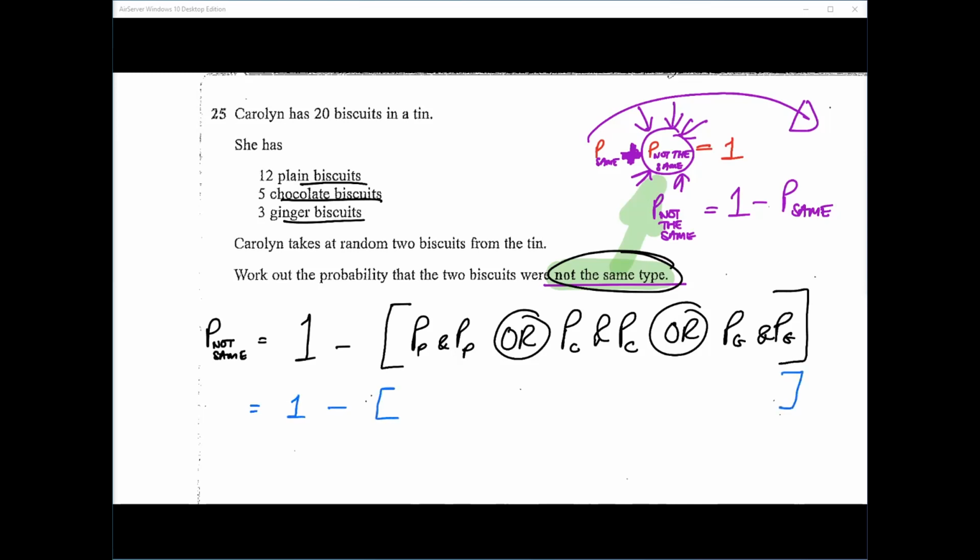What's the probability of a plain chocolate? 12/20. Now we know that the two bits are taken from the tin at random. Are any of them put back in? No, that's because of the way the sentence is. Two bits are taken out. So this question is without replacement. Okay, no replacement. So we're not replacing them.